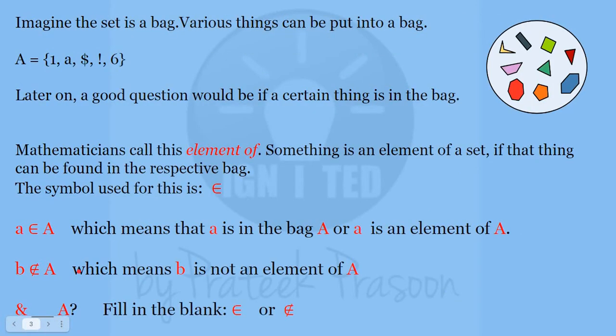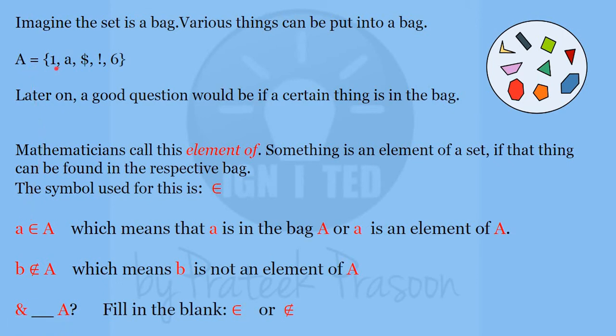This is quite important. Now imagine the set is a bag. A set is a collection, like a bag. Various things can be put into a bag. For example, set A can contain numbers, then alphabets, then symbols, then digits, etc. Later a good question can be: is a particular element present in that bag? Mathematicians call this "element of". Something is an element of a set if that thing can be found in the respective bag, and this is denoted by the symbol epsilon, and it is written as small a is an element of set A.